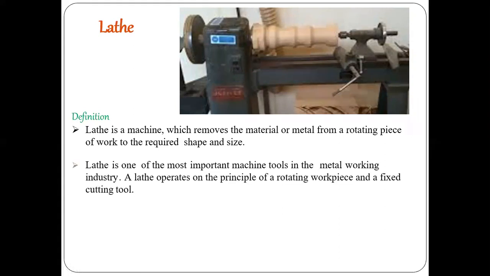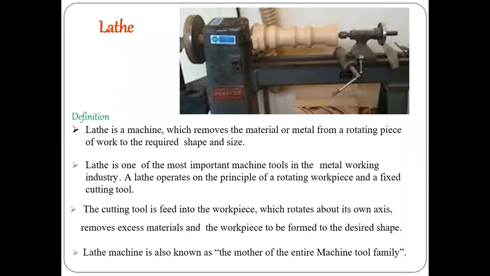So lathe is one of the most important machine tools. In the metalworking industry, it's one of the most important as well as the oldest machine tool. Lathe operates on the principle of a rotating workpiece and a fixed cutting tool. In this, normally the workpiece rotates about its axis, and the cutting tool is stationary. Maybe you can see in this image. Your workpiece is rotating and the cutting tool is stationary. So this is the basic principle of any lathe. Different kinds of lathe, maybe you are going to see in the next slide.